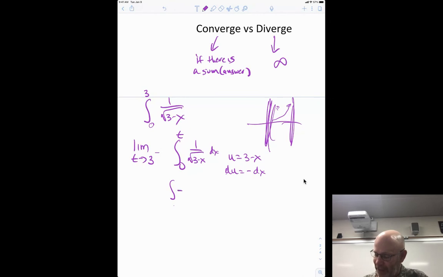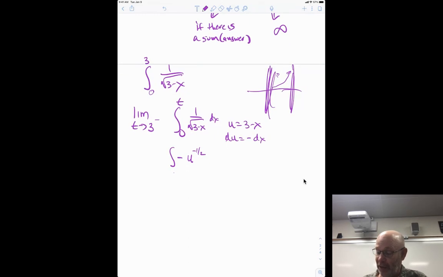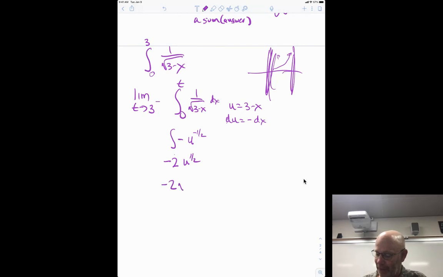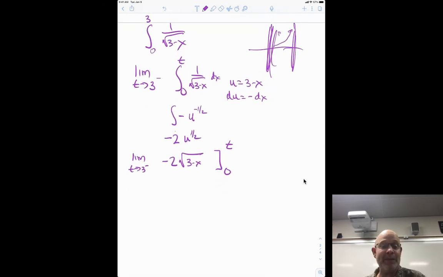So I get a negative sign, and then it's u to the negative 1/2. Then I integrate u to the negative 1/2. I get u to the 1/2 over 1/2, or times 2. So negative 2 u to the 1/2. And then when I plug back in, I get negative 2 times the square root of 3 minus x. Now I'm ready for my limits and all that. So we'll go back to 0 to t, limit as t approaches 3 from the left side. Now we've got some more limit practice. Here we go, we're going to plug in now. I'm going to factor out that 2, so we get the square root of 3 minus t minus the square root of 3 minus 0.